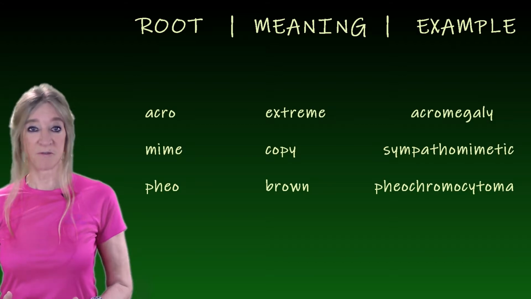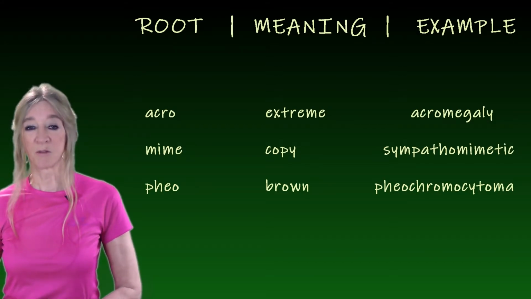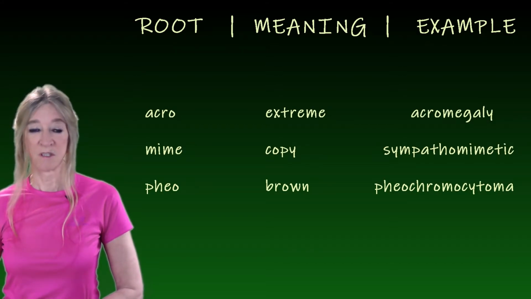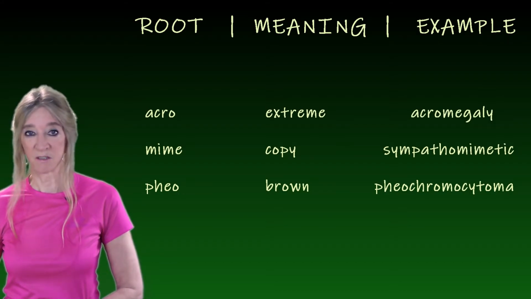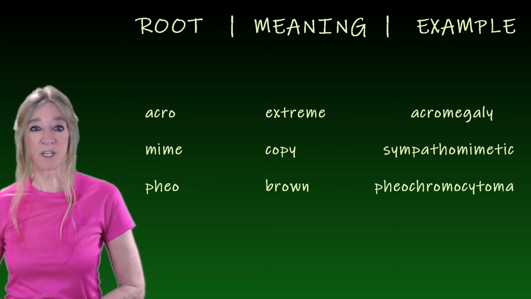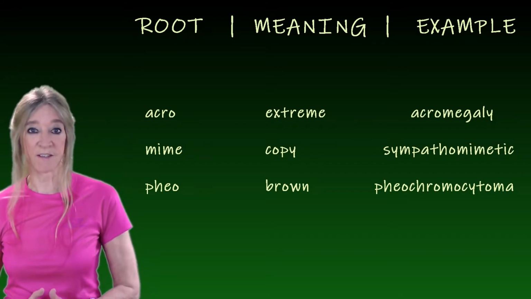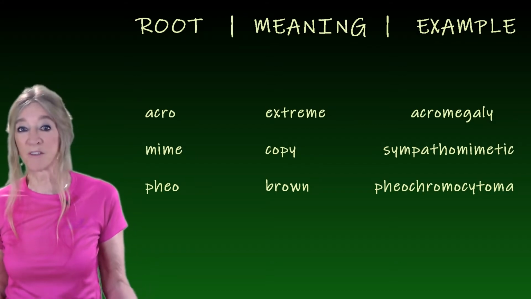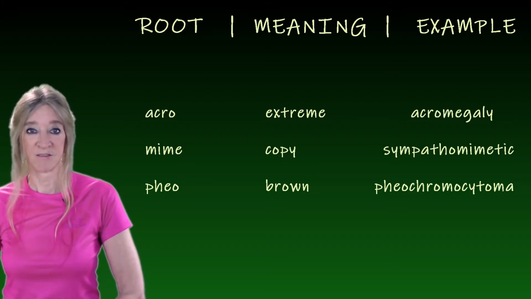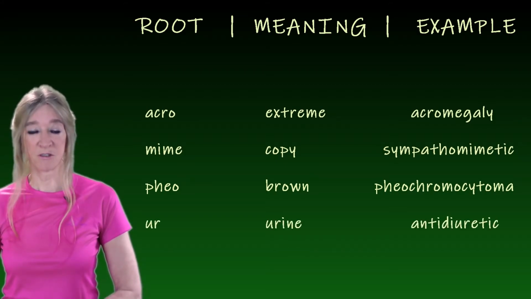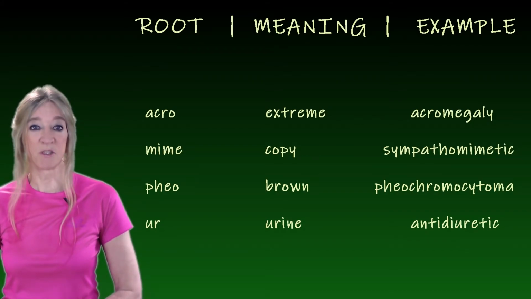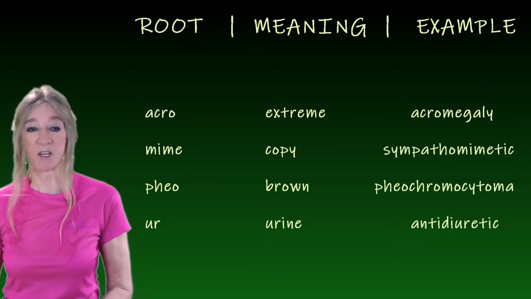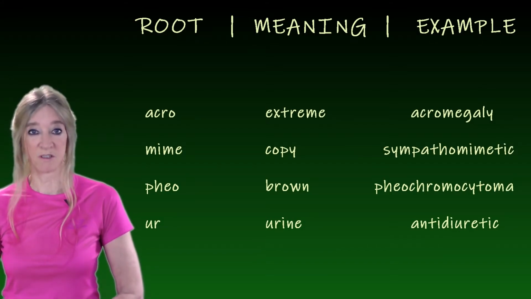The next root, pheo, meaning brown. An example, pheochromocytoma, which is a tumor of chromaffin cells, and I'm guessing this tumor is brown in color. The next root, ure, meaning urine. An example, antidiuretic, which is something that stops the flow or production of urine.